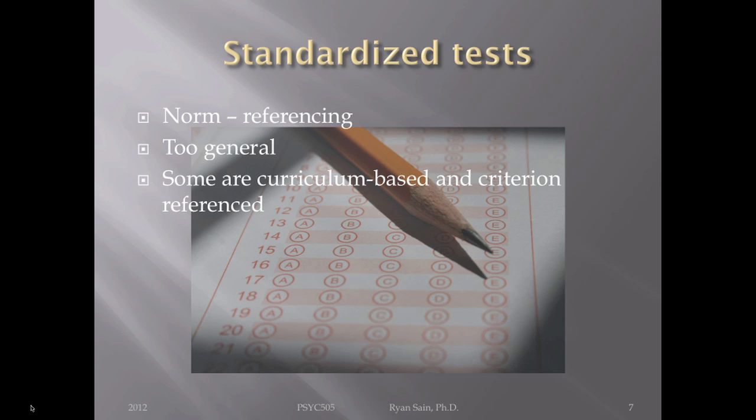Some of them are curriculum-based, and some of them are criterion-referenced, and that's awesome. Those are really good ones, right? Because they actually tell you something about behavior. Was the student able to engage in a particular task? Did they not do it? Did they do it? Did they achieve the level that they were supposed to be at when they were supposed to be there?